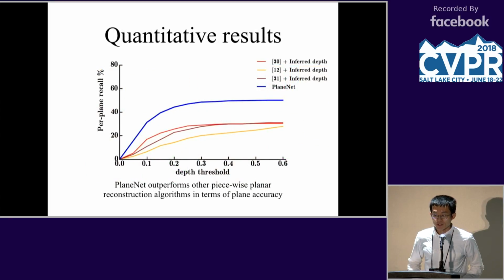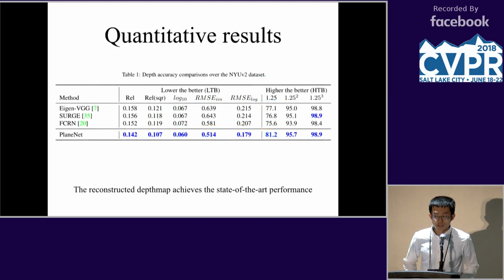For baseline methods, we first infer per pixel depth values and run existing plane extraction algorithms. The blue curve shows that PLANET outperforms all baselines by a large margin. Our reconstructed depth map is not only inherently smooth, but also achieves state-of-the-art performance in terms of accuracy.